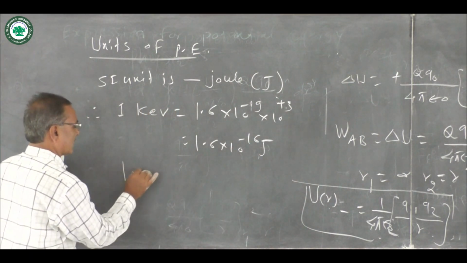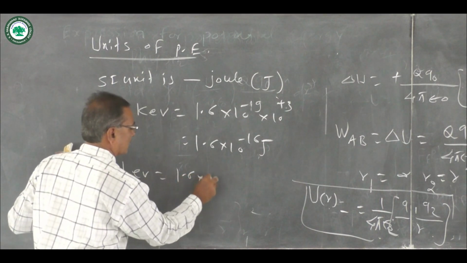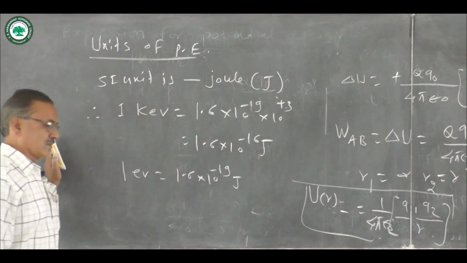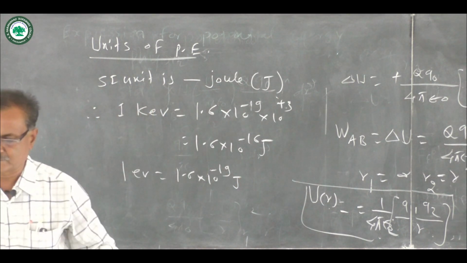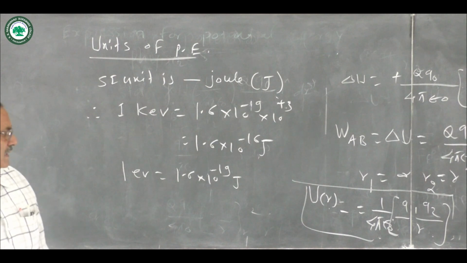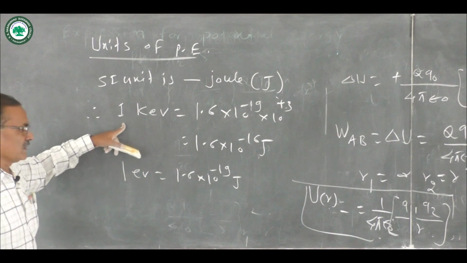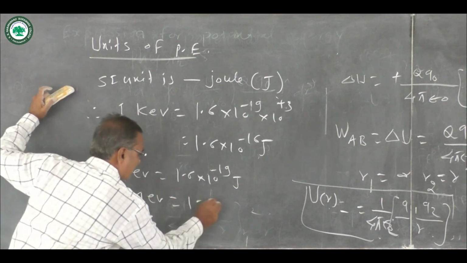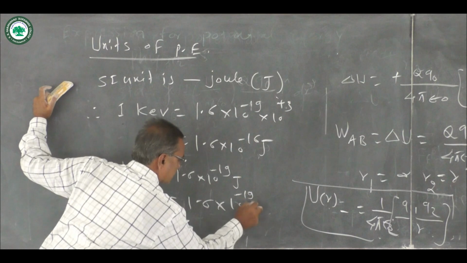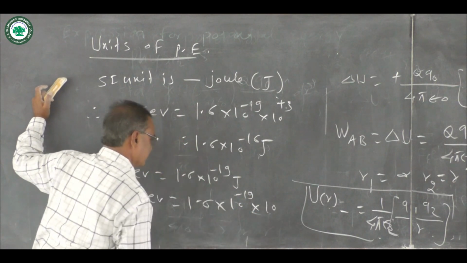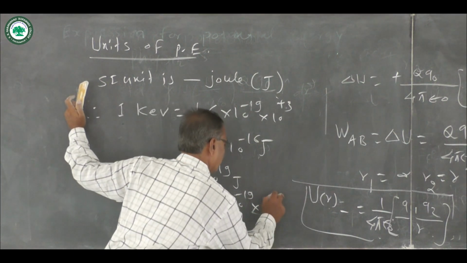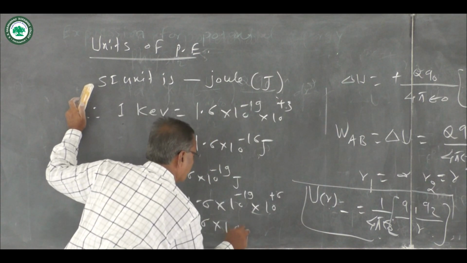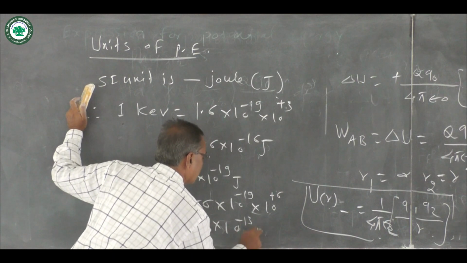We know 1 electron volt is equal to 1.6 into 10 raised to minus 19 joule. 1 electron volt is nothing but 1.6 into 10 raised to minus 19 joule. So by using this we can write here 1 mega electron volt, that is 1.6 into 10 raised to minus 19, 10 raised to plus 6, that is 1.6 into 10 raised to minus 13 joule.